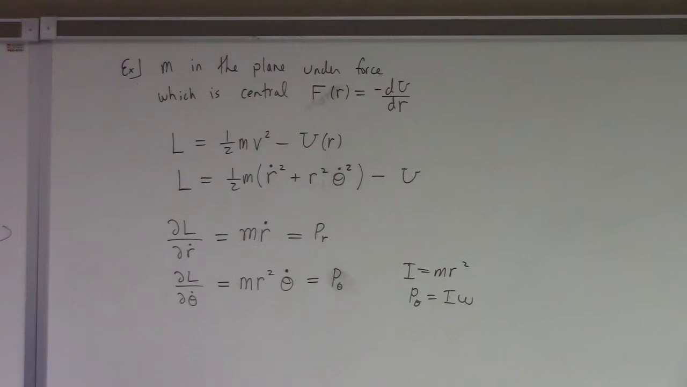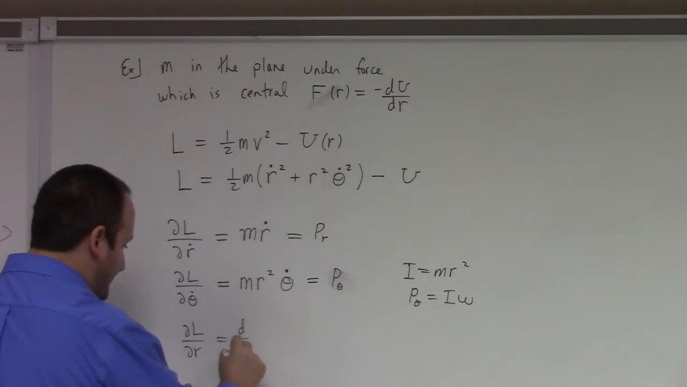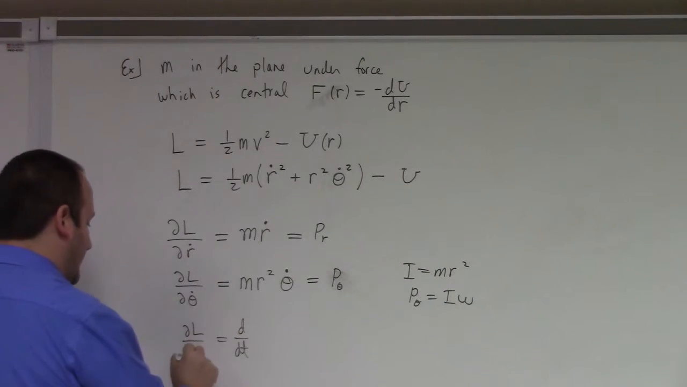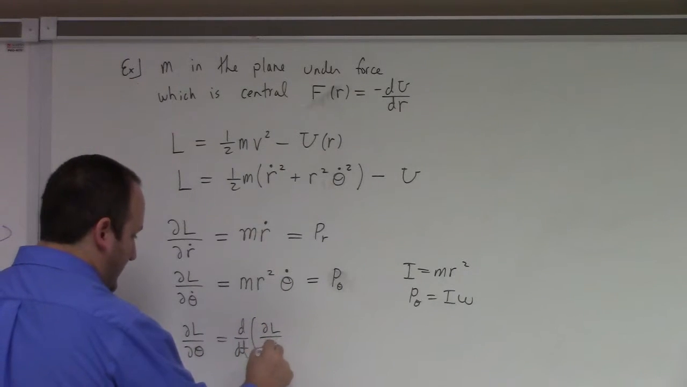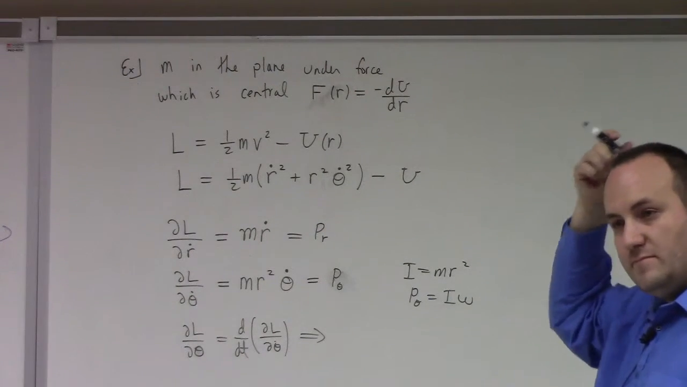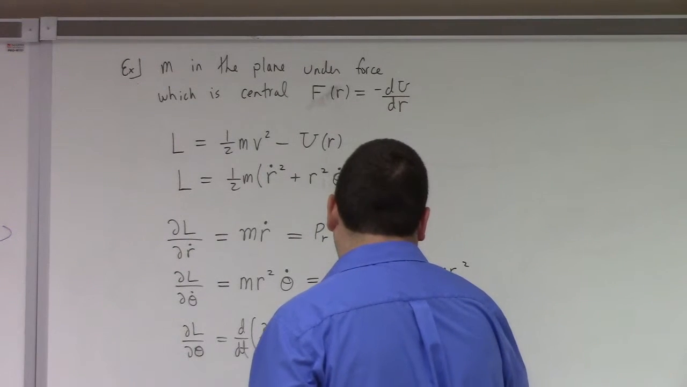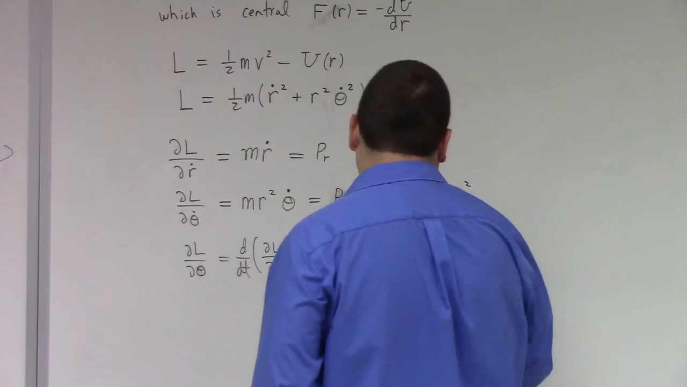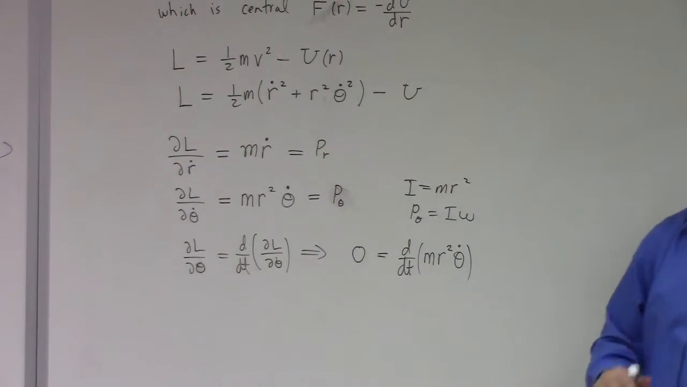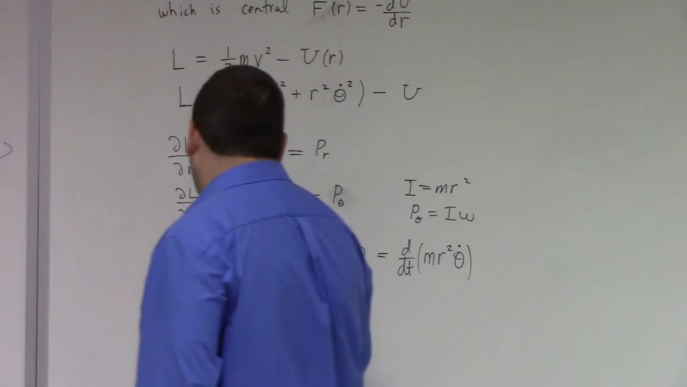So what are the Lagrange equations? Well, partial L partial r is equal to d/dt of partial L partial r dot. I'm going to start with the theta. Partial L partial theta is equal to d/dt of partial L partial theta dot. What does that give me? What's the theta dependence? Yeah, 0. So 0 is equal to d/dt of m r squared theta dot. In other words, angular momentum is conserved. Yeah, we have conservation of angular momentum here. Because the force is central, it doesn't change the angular momentum. And then the other equation is what?